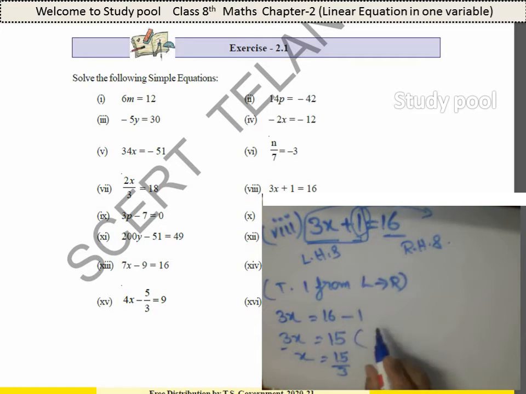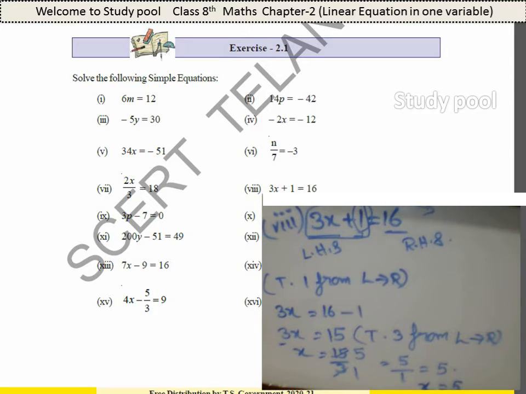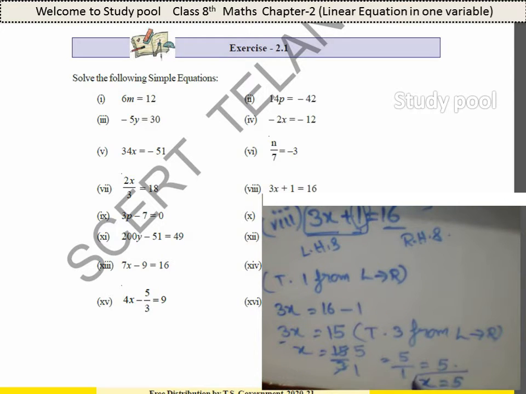So here we are transposing 3 from LHS to RHS, so that this 3 will come here in the denominator. Now 3 1s are 3 and 3 5s are 15. So 5 by 1 is equal to 5. Did you get it? So x is equal to 5 we got. Now this is the answer.